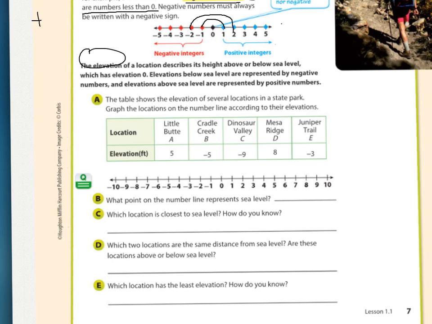So we look at A, it says the table shows the elevation of several locations in a state park. Graph the locations on a number line according to their elevations. When you graph a number, all you have to do is just put a dot on the number line. So let's look at Juniper Trail over here. It is at -3, so you just put a dot right there at -3, and that's how you graph a number. And I'm going to have you answer the questions C, D, and E.